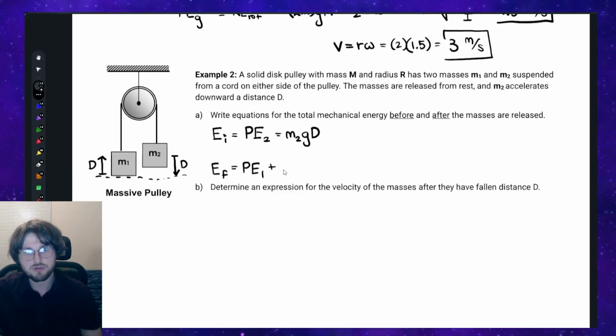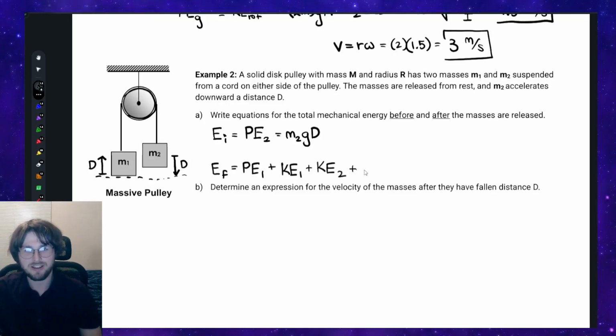So we're going to have this interesting situation in which we have kinetic energy of mass 1 added to the kinetic energy of mass 2. And these are both translational kinetic energies, not rotational. These masses are not rotating. Finally, we have the star of the show, which is this pulley over here that does have mass.